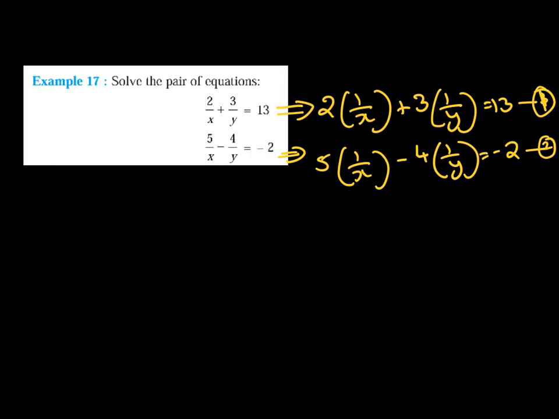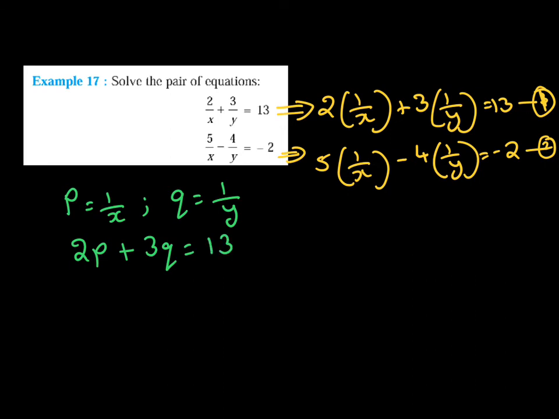Now, what we can do is let p be equal to 1 over x and q be equal to 1 over y. So now equations 1 and 2 will look like 2 times p, because p is 1 over x, plus 3 times q is equal to 13. And equation 2 will look like 5p minus 4q is equal to negative 2. Let us label these as equation 3 and equation 4.